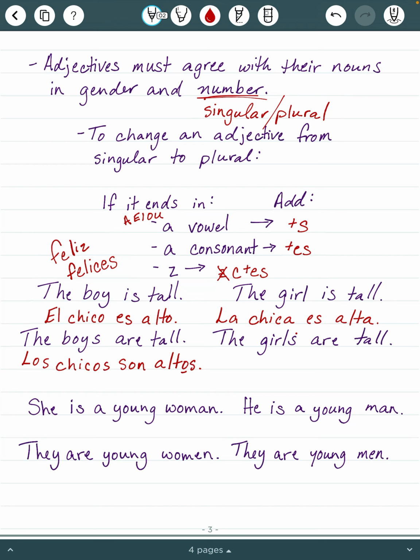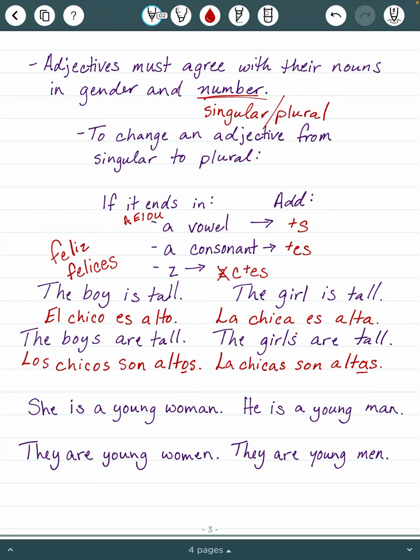To say the girls are tall, las chicas son. Again, take that basic word alto. We need to change it to an A to take care of the gender, and then to make it plural, alta, A is a vowel, so we're going to add an S there.